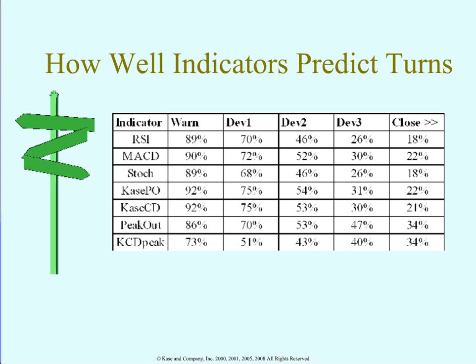And you can see, for example, that if you use the RSI, you've got an 89% chance of hitting the average 2-bar reversal, and a 70% chance of a 1 standard deviation move. And if you glance through the chart, they look basically more or less about the same.